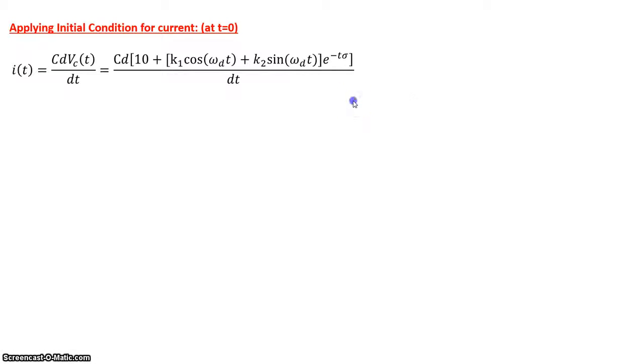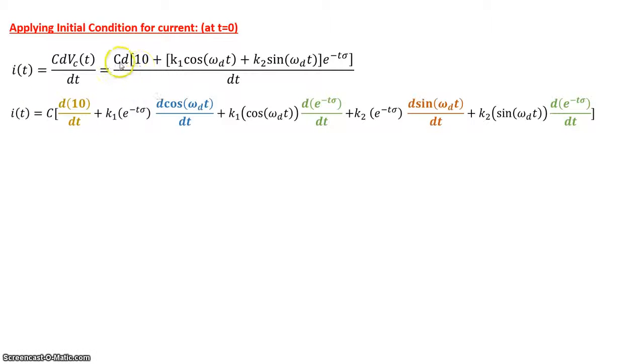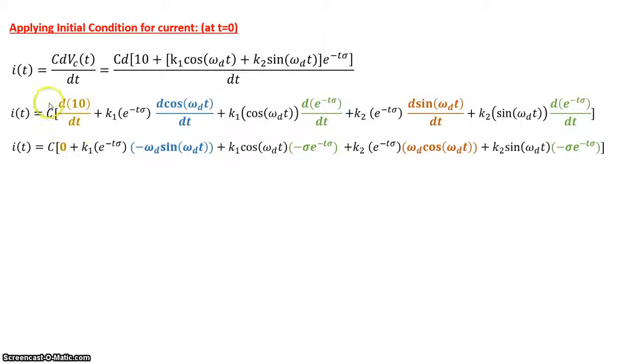If we take that derivative, in this case we do the derivative of 10 with respect to t, and in here we have cosine omega_d t e to the power minus t sigma, so we need to do the derivative by parts. Again, for the second part here, we have sine omega_d t e to the power minus t sigma, so we again do the derivative by parts right here. After doing the derivative, d10/dt, since 10 is a constant, we get 0. We did the derivative of cosine to get sine, sine to get cosine, and so forth. So here's i(t) after we are done taking the derivatives.